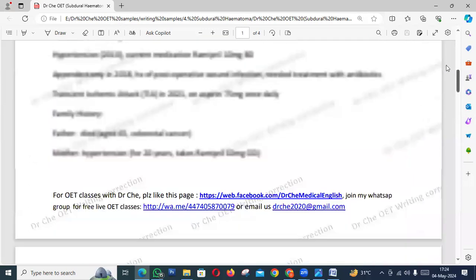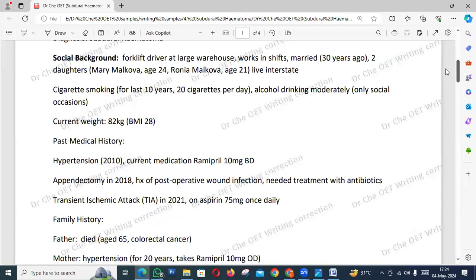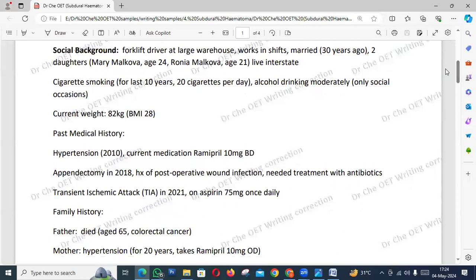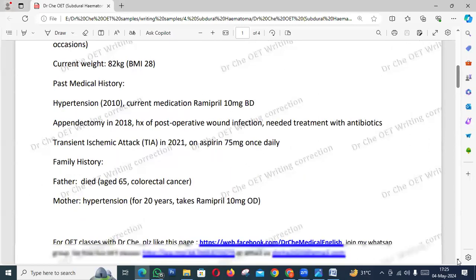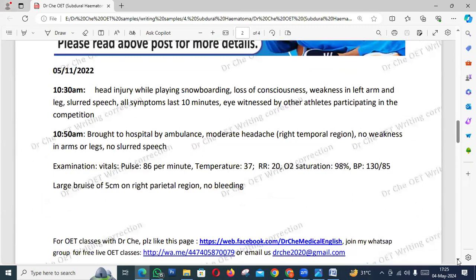Can we decide what is important and what is not important in this part? Not yet, not yet. Let us first read, and then we can. For example, forklift driver, married, these things are not important. But let us see. First, we will see. Quickly, you don't need to waste a lot of time.